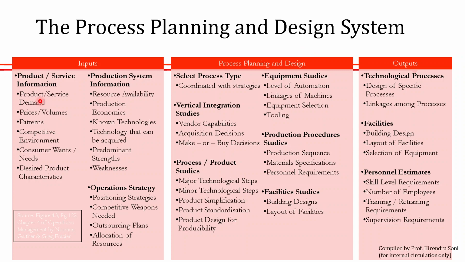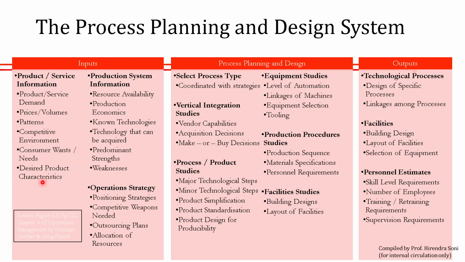What kind of price versus volume behaviors are there? Are there any patterns? What is the competitive environment? Consumer wants or needs, how is it? What are the desired product characteristics which are required? So we have multiple categories, and information related to multiple categories is taken in as inputs. Even including your operation strategy, production system information, what kind of resources are available, what would be your production economics, the technologies available, which technology, whether you need to acquire some other technology or not, your predominant strengths, weaknesses, and so on.